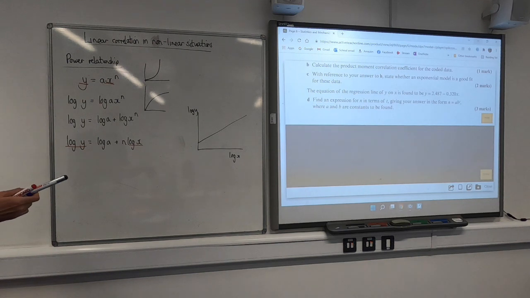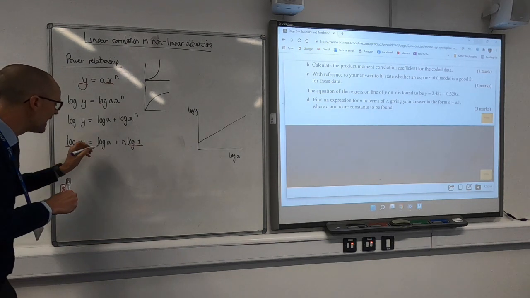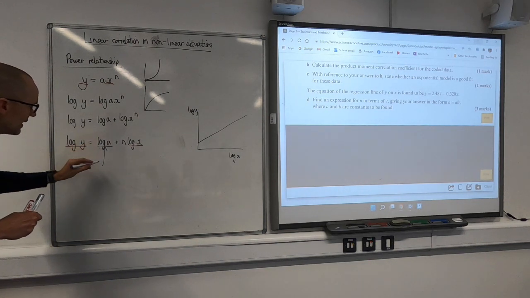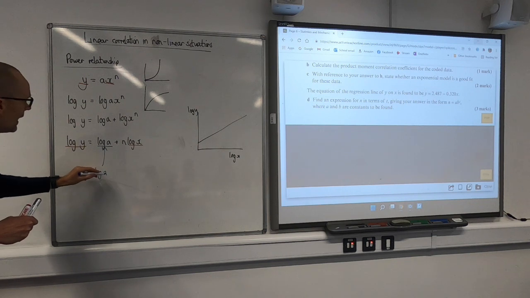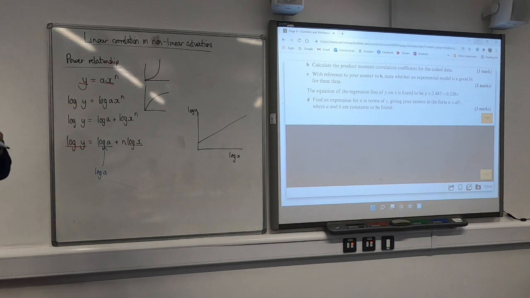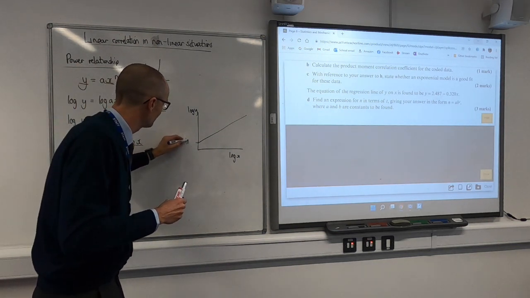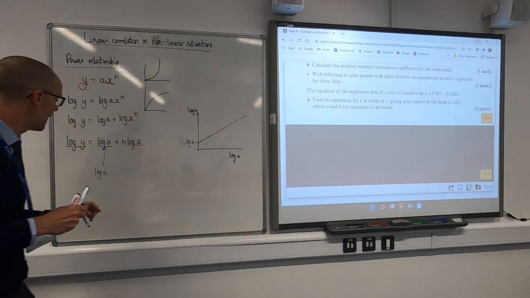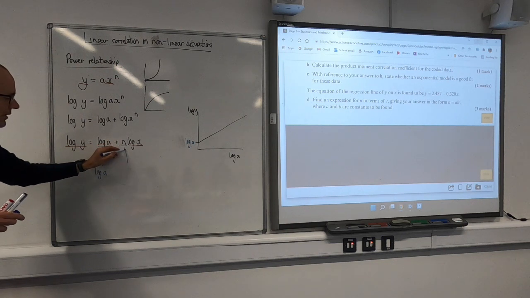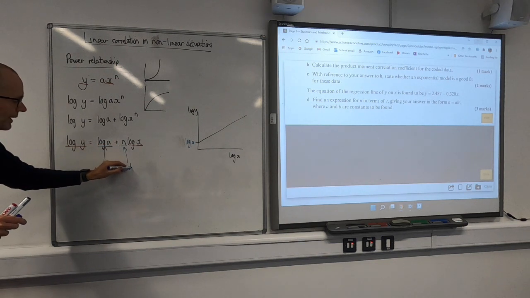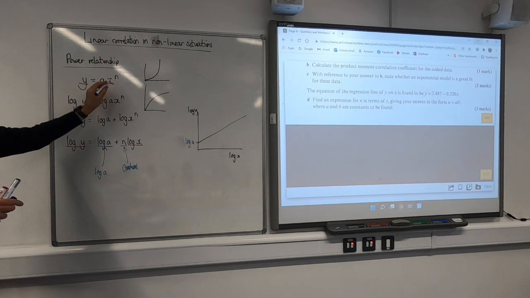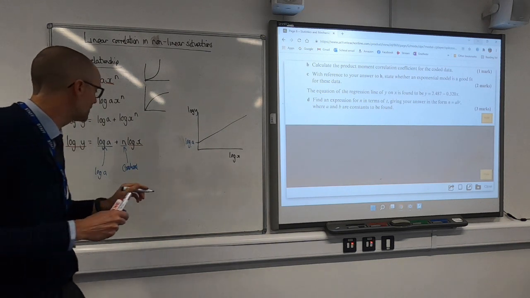It will give me a straight line where the intercept with the axis is the log of A. A was this multiplier that was accelerating the power growth, so that's the log of A. And the gradient is just n. So actually the gradient we don't need to do anything to. That's just going to be the power in our power relationship.